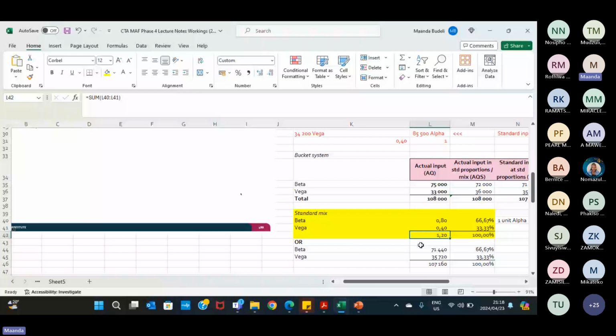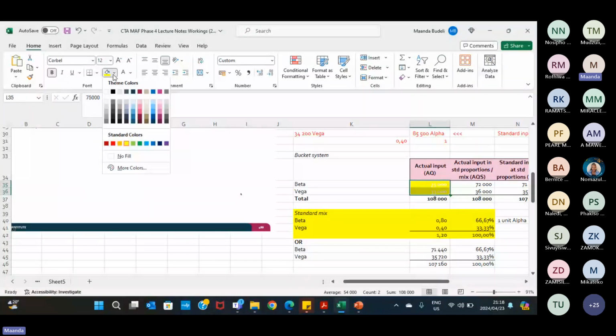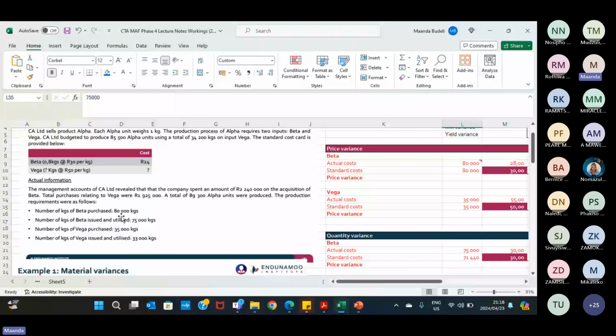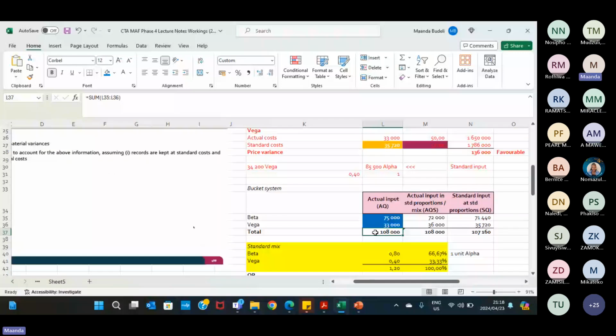Sure. Then my actual here becomes 75, and so my actual becomes this, which is 75 and 30, right? So this becomes my actual, which is what I used, the 75 kg and then the 33 kg. So in my mind, I'm saying, if this is my actual kgs that I used, and the total is 108, for those units I expect to see, in terms of the mix, my standard mix, to still have 75 here and 33 here.